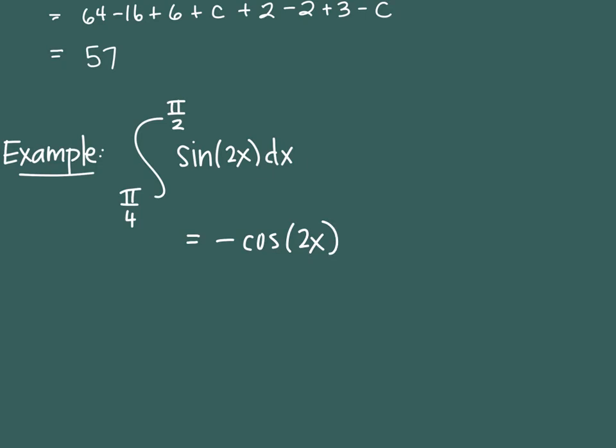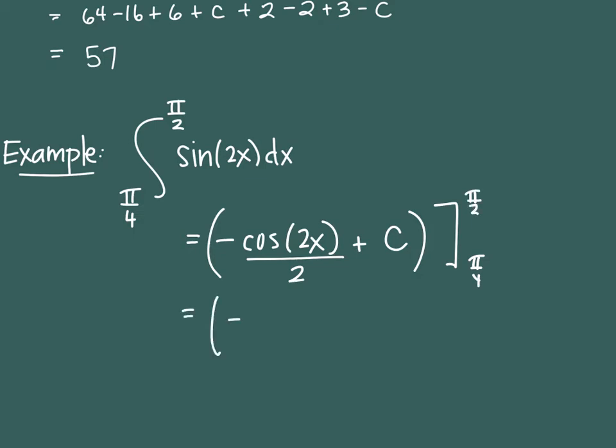Now, just like with derivatives, we had to remember the chain rule. With antiderivatives, there's the anti-chain rule. The chain rule, the regular one, says to multiply by 2. The anti-chain rule says to divide by 2. And there's still plus c. So we've got our antiderivative, evaluated from pi fourths to pi halves.